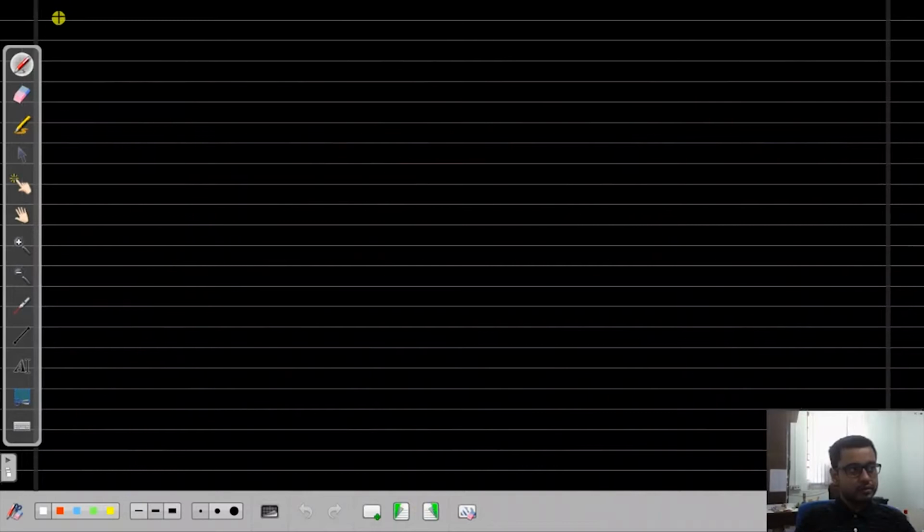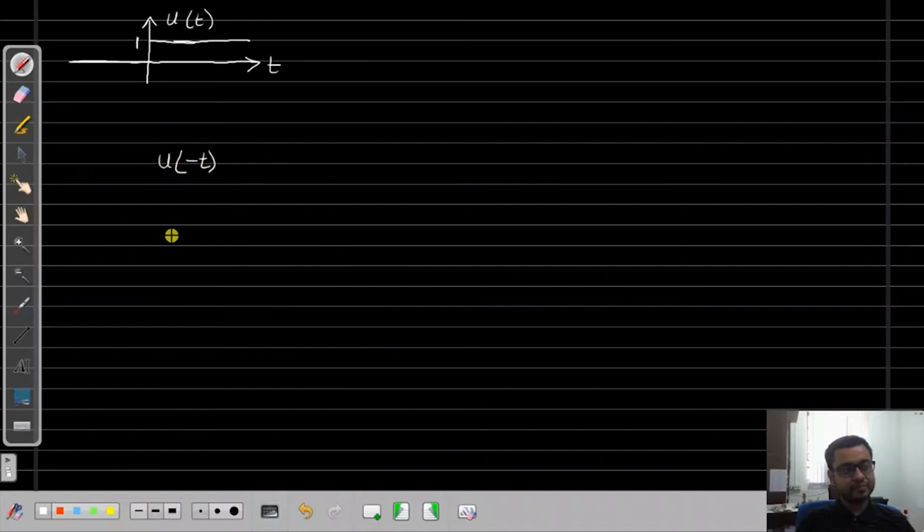Now we have defined the unit step function, which looks like this: 0 here and then 1 here. This is u(t). Now I can ask, how will the signal u(-t) look like? Let us draw this signal.